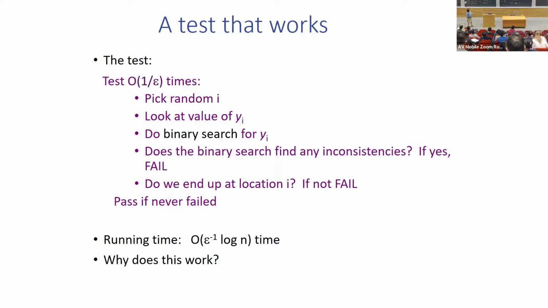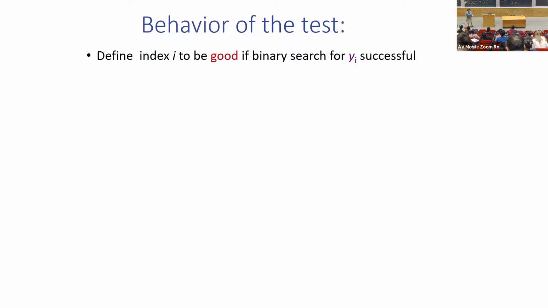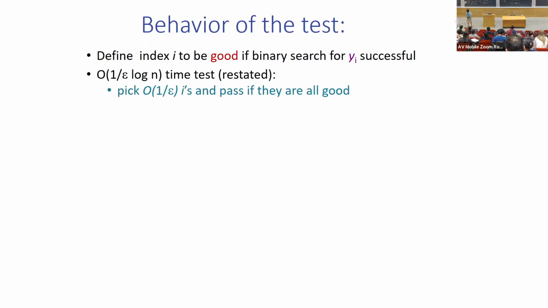Why does this work? The running time we're okay with, right? It's logarithmic, 1 over epsilon times log n. Why is this good? Let's say that index i is good if, when I pick i, I don't see an inconsistency. When I went left, I got smaller. When I went right, I got bigger. And I ended up at location i. So we're going to say it's good if binary search for y_i is successful. And to restate the test from the previous slide, we pick order 1 over epsilon indices i and pass if they're all good.